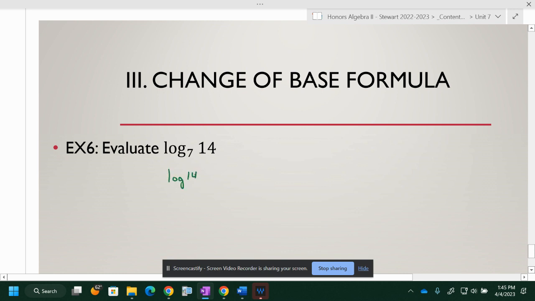Hopefully you plugged in log of 14 over log of 7 in your calculator. Anyone tell me what they got? McGuire? 1.356. 1.356. That'll work. Carter? So that would just be the number on front. B would be the log part. Yes. And it changes it so like your logs automatically have a base of 10.